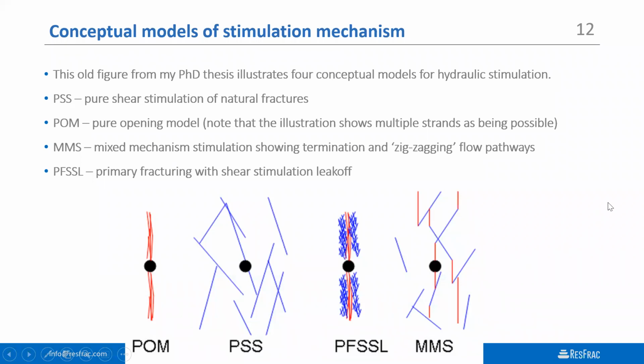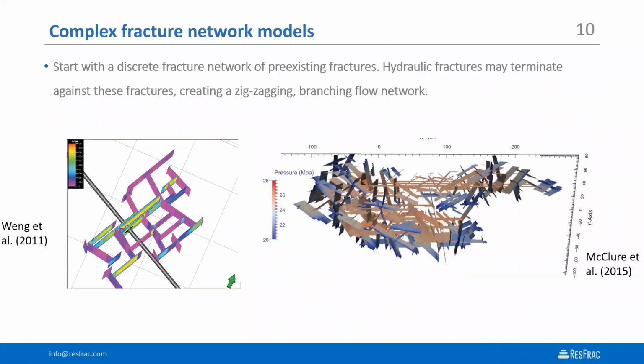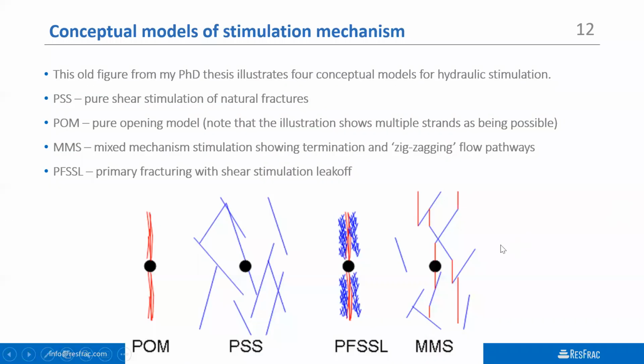Moving to the far right, what I call the mixed mechanism stimulation is essentially the same as this complex fracture network modeling. The idea that hydraulic fractures will propagate, terminate, and branch. And then this third one, pure primary fracturing with shear stimulation leak off is what I called it in this thesis. The idea that you're predominantly propagating hydraulic fractures, but then you're leaking off into natural fractures which are slipping and creating kind of a halo, an SRV around the hydraulic fracture.